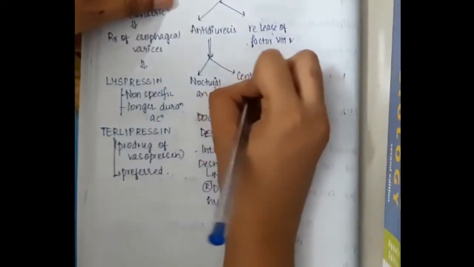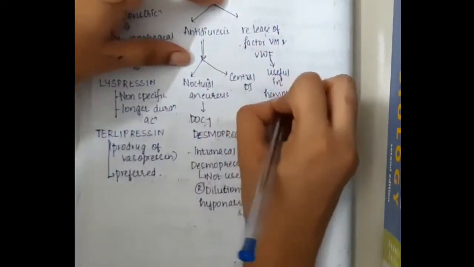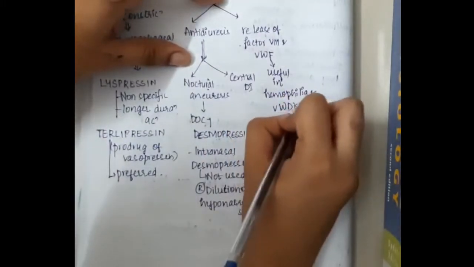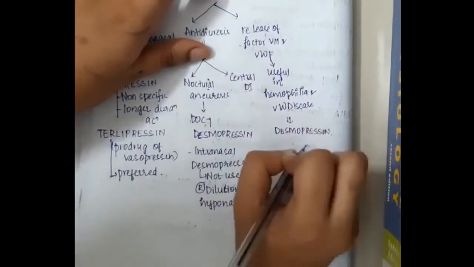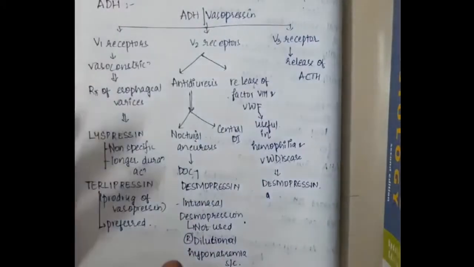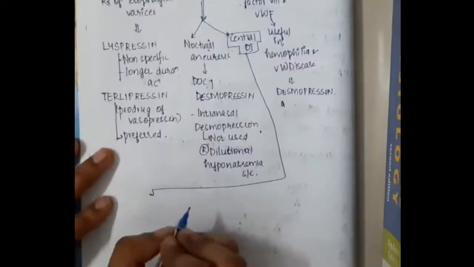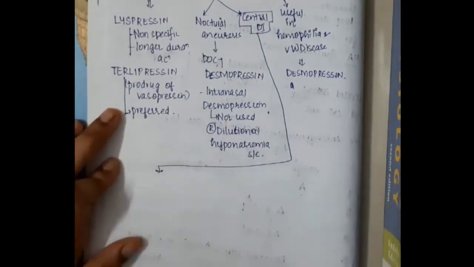Then one more use of the antidiuretic effect is in central diabetes insipidus. We will learn later. Second, it also causes release of factor 8 and von Willebrand factor, and thus it is used in hemophilia and von Willebrand disease. The drug which is used in hemophilia and von Willebrand disease is Desmopressin. Then we have V3 receptors, which are helpful in the release of ACTH, that is, adrenocorticotropic hormone.